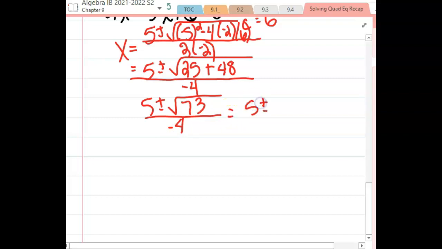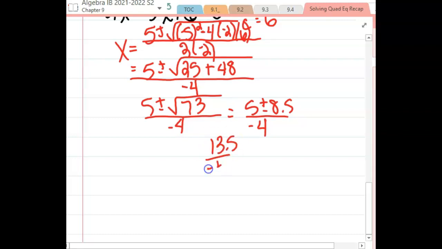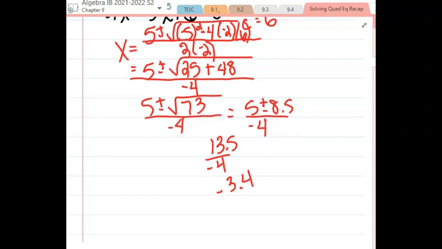When I take the square root of 73, we get about 8.5 over negative 4. And then we can break it apart into our two answers. 5 plus 8.5 is 13.5. Divide that by negative 4, we get negative 3.4. 5 minus 8.5 is negative 3.5. Divide that by negative 4, we get 0.8.